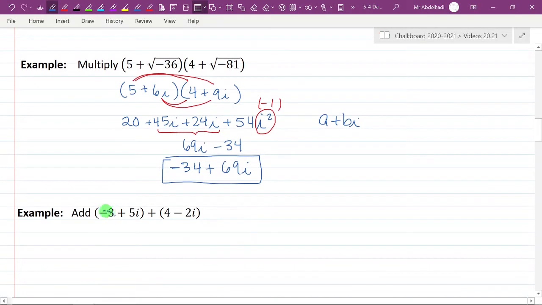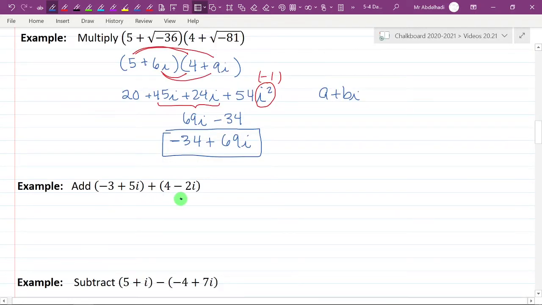Now, don't be fooled by the parentheses. People see parentheses and think, oh, I'm multiplying. Nope. You see that right there? That's called a plus sign. When there's a plus sign, you add. Now, how do you add two complex numbers? Well, here's the thing. The real numbers, the A part in A plus BI, they're like terms. The imaginary part are the BI's. They're like terms, and that's it. So basically just combining like terms. So all you can add here are the -3 and the +4. -3 plus 4 is 1. And then you have 5i plus -2i, or the same as 5i minus 2i, which is 3i.